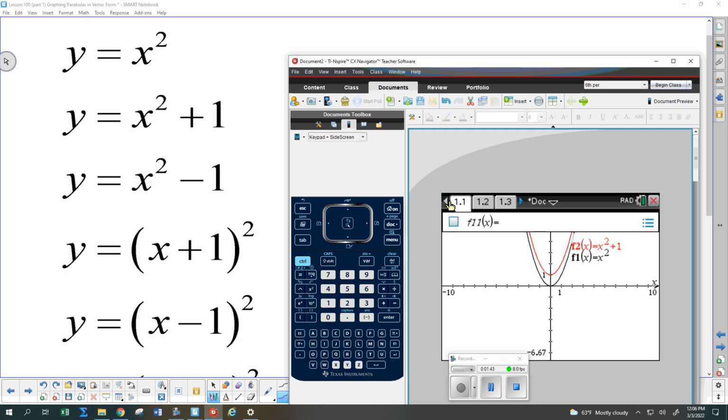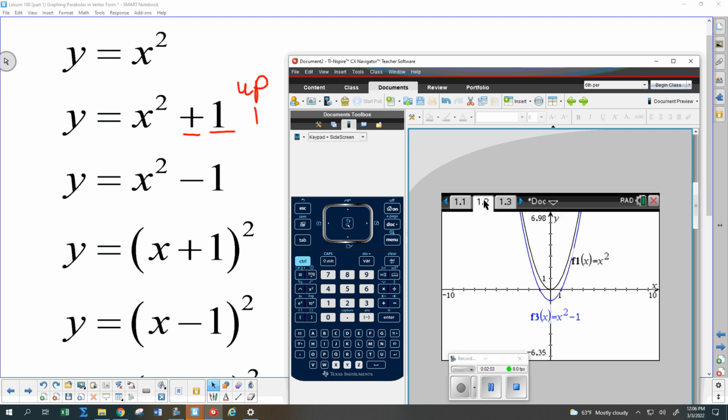Which way did it move from the black one to the red one? It moved up 1, right? So if I had this +1 on the outside, it went up 1. That moved the vertex, the y coordinate, up 1.